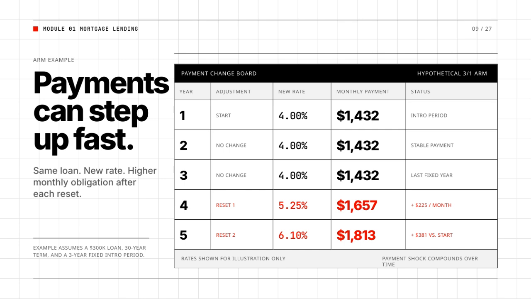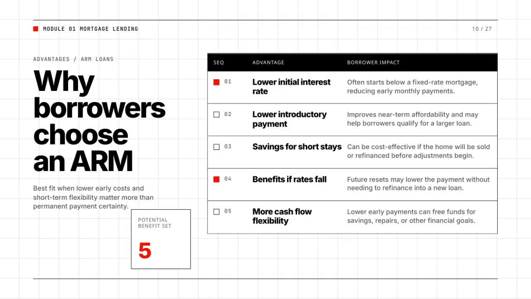an adjustable rate loan. When we look at adjustable rate mortgages, or ARMs, the key reason borrowers choose them is often because they offer lower upfront costs and greater short-term flexibility compared to fixed-rate loans. This makes ARMs a great option for those who prioritize saving money in the early years of their mortgage or who anticipate moving or refinancing before the rates adjust.